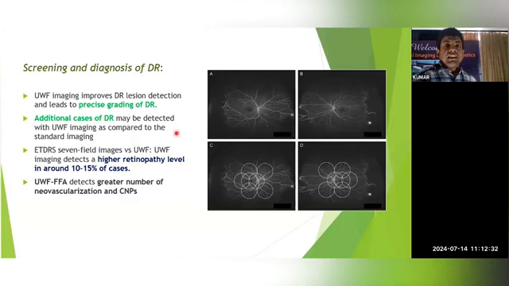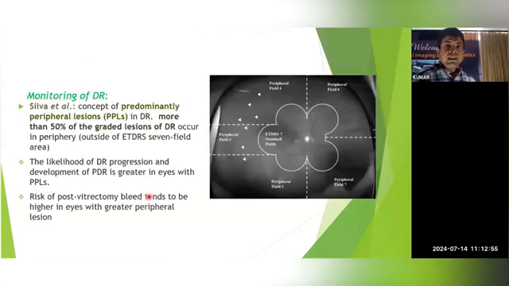As I was mentioning, in screening of diabetic retinopathy, you can see this is the standard 7-field DRS study which we have used. Even beyond that, now wide field imaging can pick up the peripheral retinal CNP areas and the new vessels here. It can pick up almost 10 to 15% more cases by using ultra wide field imaging. And also the peripheral neovascularizations and CNP areas can be picked up.